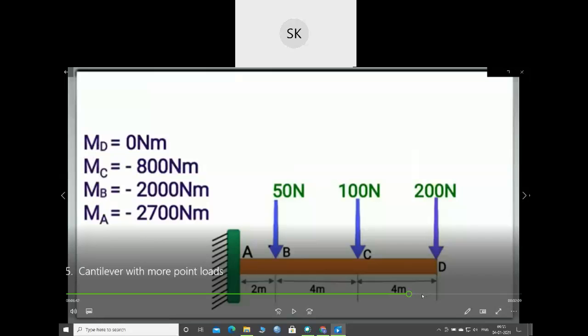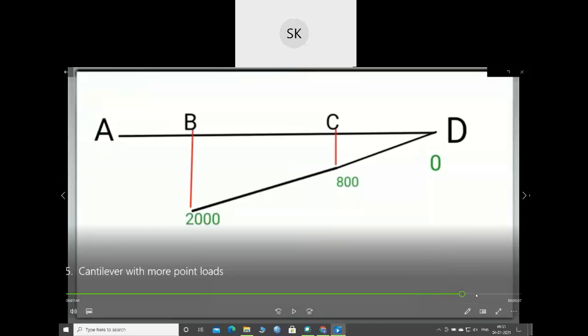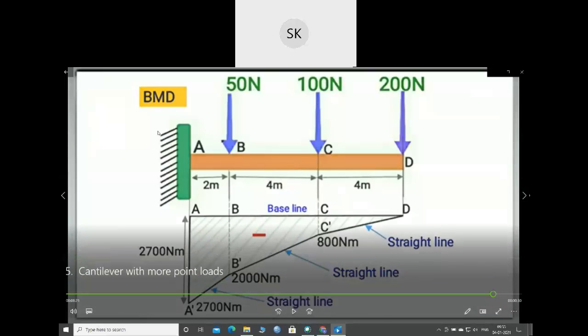If you draw a bending moment diagram, it will be like this. So this is the bending moment diagram for the beam given to us. You can draw the shear force diagram also here, and then below that you can draw the bending moment diagram. This should be like this. Any doubts you can ask, for the cantilever beam with different point loads.